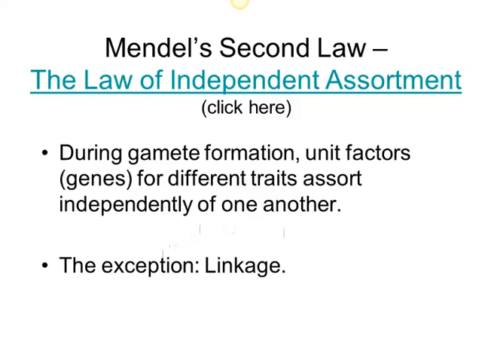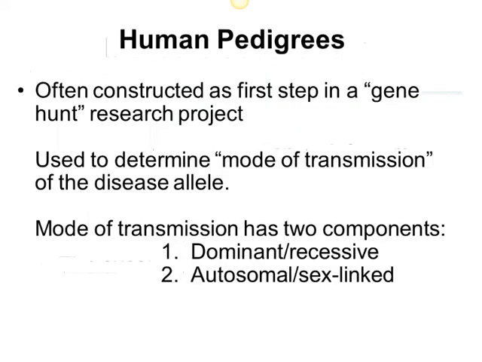The exception to this rule is linkage, and linkage is where two genes are on the same chromosome near to each other, in which case they will not segregate independently. So I will move on to human pedigrees in the next lecture segment.